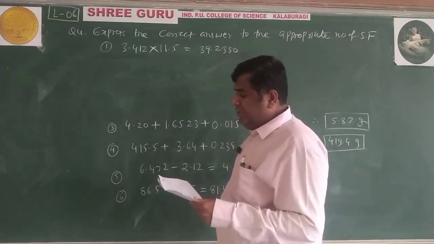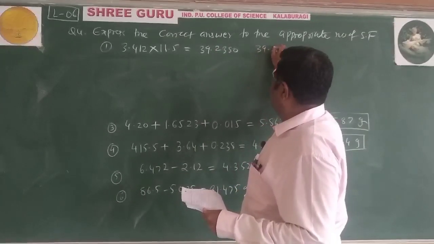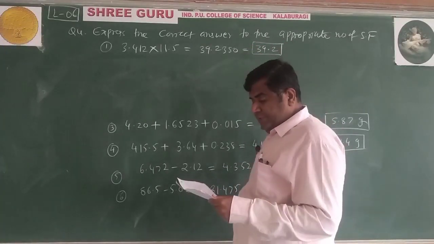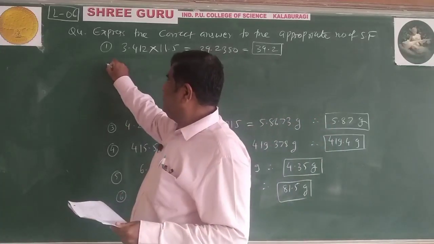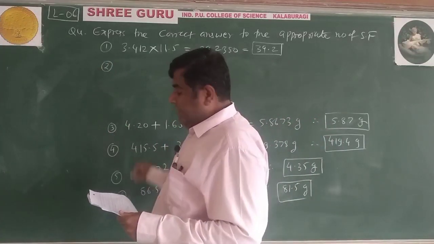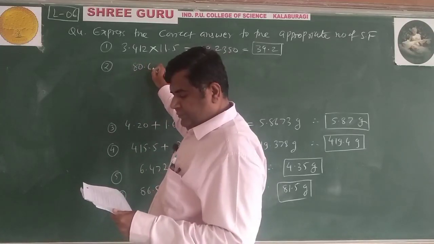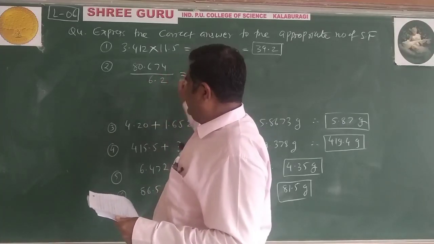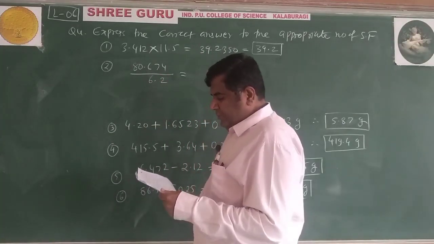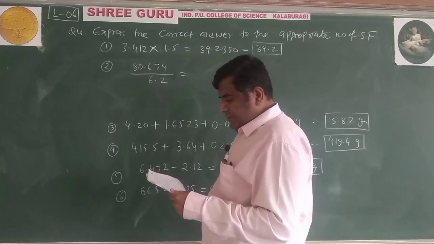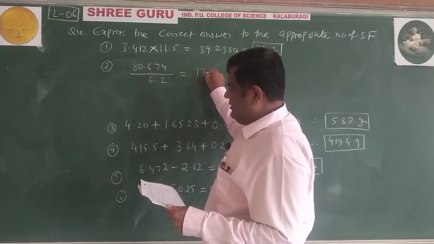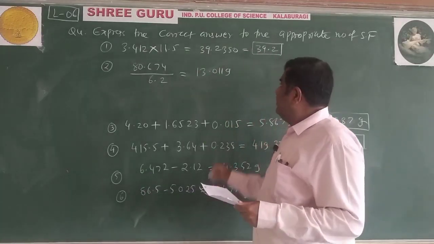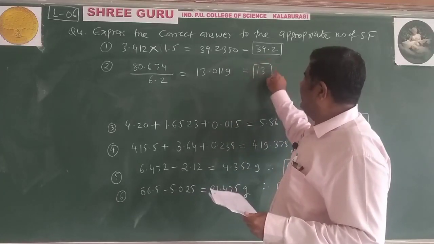The answer is 39.2380, and I have rounded it to 39.2 here. Why have I rounded it off like that? That you have to search. Next, 80.674 by 6.2, and I have written this answer first as 13.0119. The final answer I am reporting is just 13.